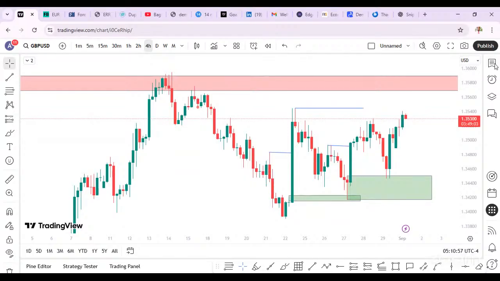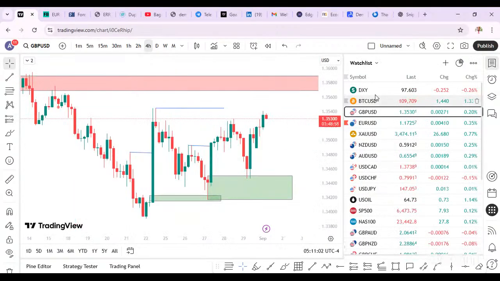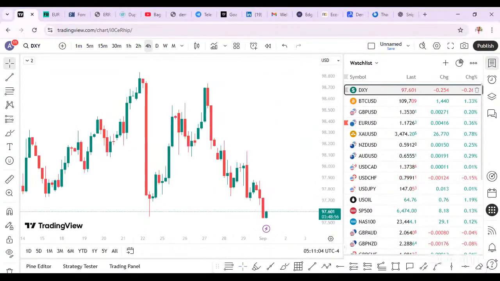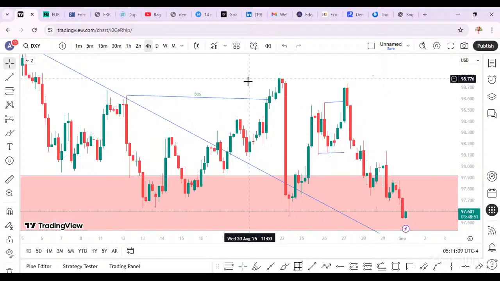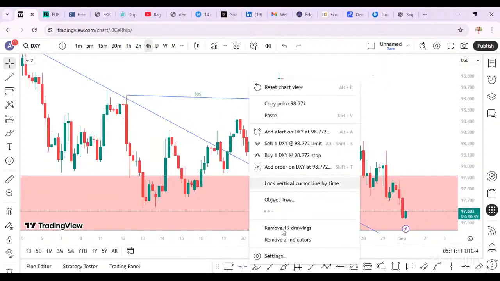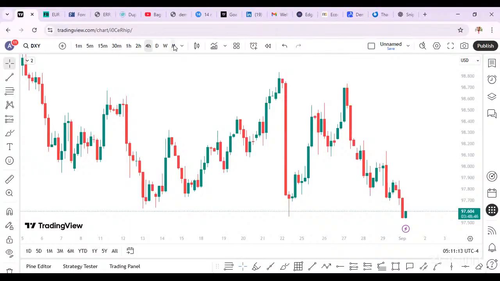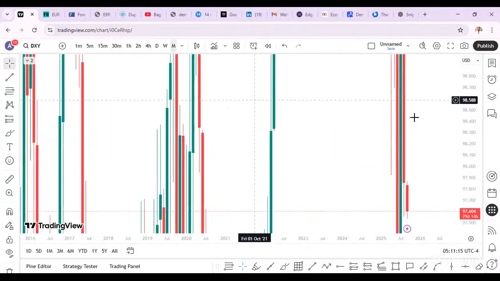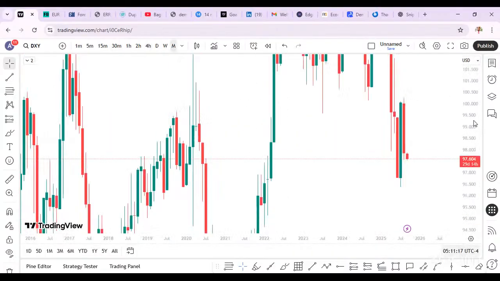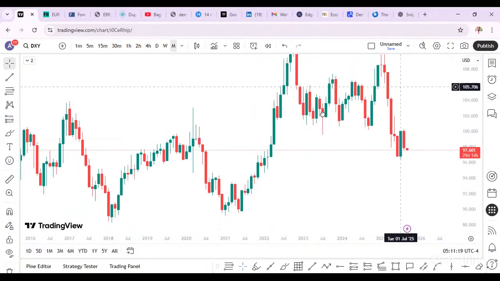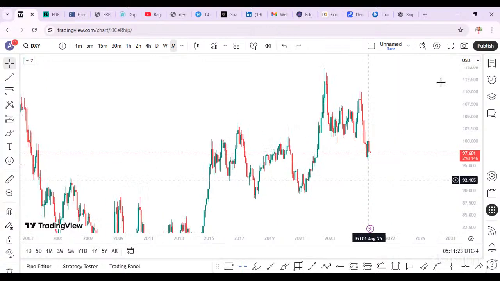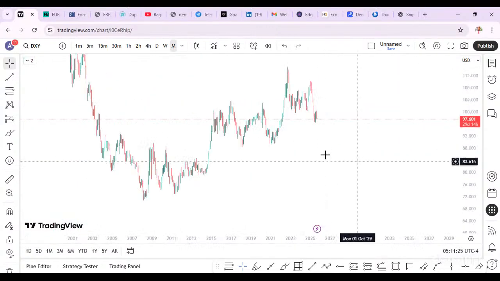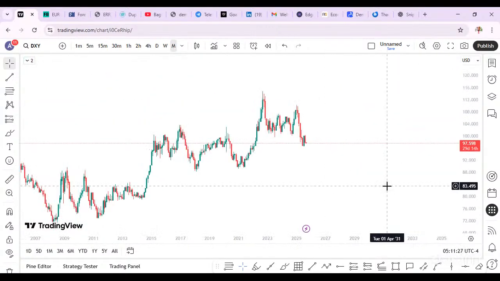So we're going to do top-down analysis this morning. I'm going to have a clean chart for us to start from the monthly time frame. We're going to start with dollar this morning, and see where we are from the monthly and where we tend to go.